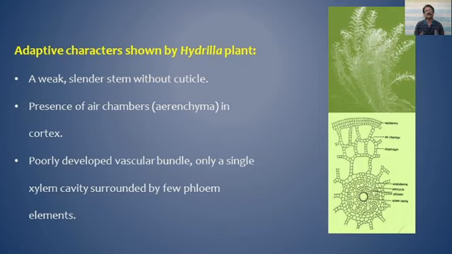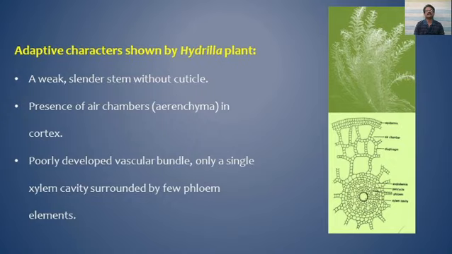Then the presence of air chambers, or the parenchyma. Parenchyma means parenchymatous cells with large air spaces. As I already told you, most aquatic plants have this character. This parenchyma basically helps the plant to float on or in the water, and it generally reduces the weight of the plant. So this is again an adaptive feature.